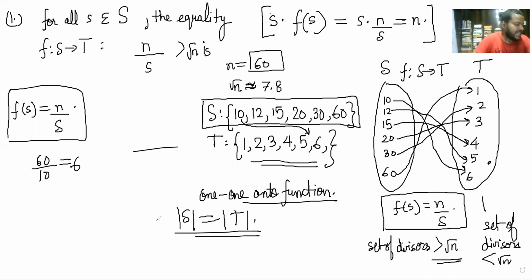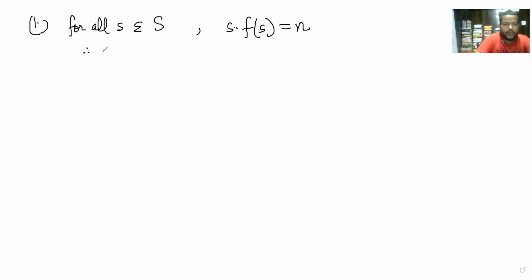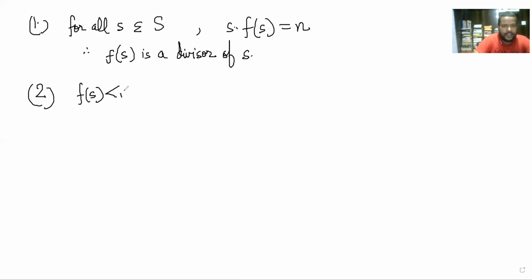So basically, this can be written rigorously mathematically like this. The first step is, for all s belonging to S, the equality s times f(s) is equal to n. Therefore, f(s) is a divisor of n. f(s) must be a divisor of n because it is multiplied by some integer and it gives n, right? The second step is f(s) is less than root n must be true.